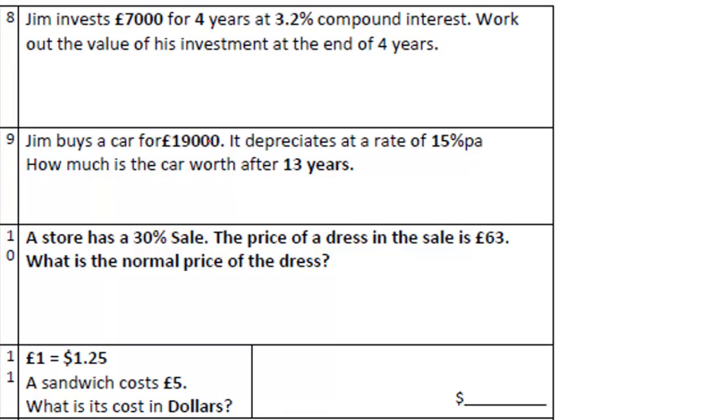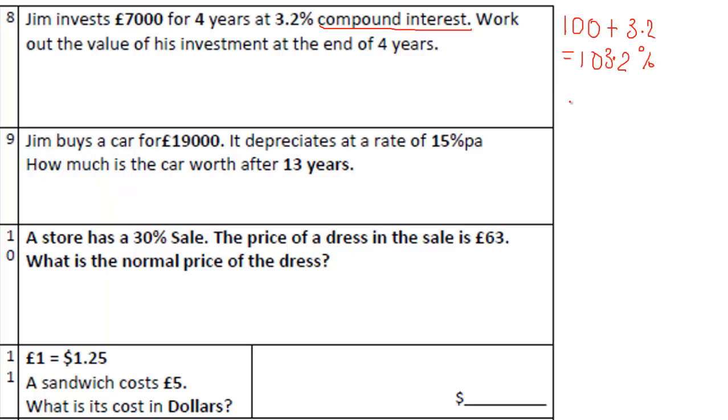Question 8 is a compound interest question. Make sure you're able to do this properly. For compound interest, I need to work out the multiplier, and the multiplier is 100 plus the rate of interest that you're dealing with. So this is going to be 103.2%.